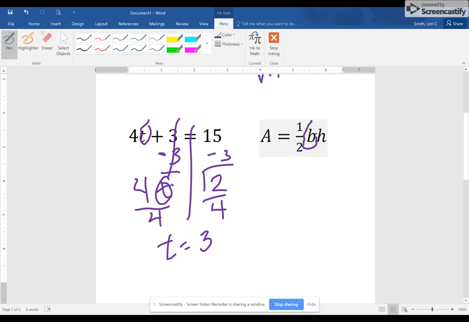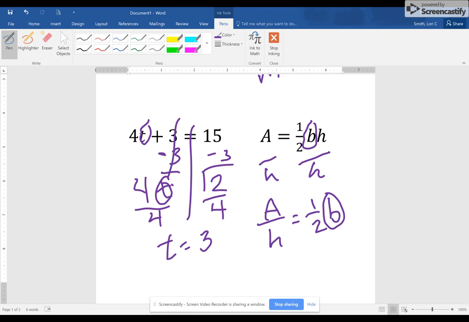We are going to solve it for b. So first, we're going to divide by h. We have A over h equals 1/2 b. We're still trying to solve for b, so we need to divide by 1/2. But with fractions, we don't ever really divide. Instead, we multiply by the reciprocal. So we're going to multiply both sides by 2 over 1, leaving us with 2A over h equals b.